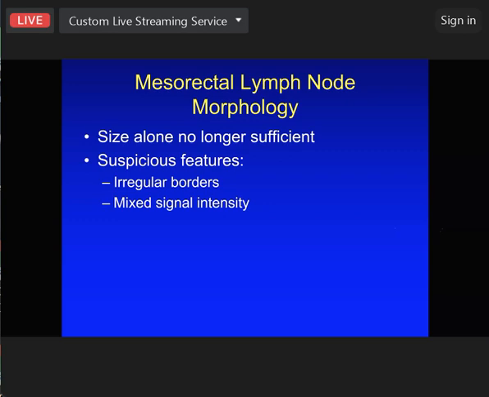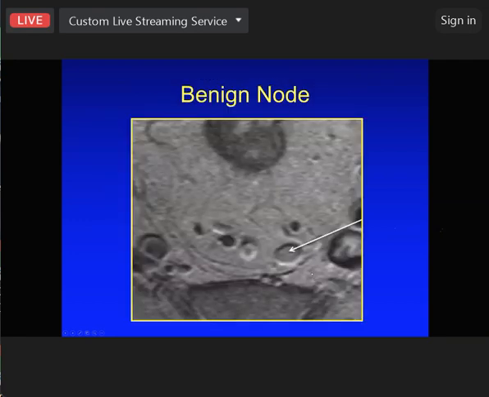probably involved. But that's a very crude assessment because you can have nodes of normal size which will have tumor in them, and also enlarged nodes in the presence of cancer may not be due to the cancer itself, they may be due to the immune response by the body. So now on MR, because of its greater soft tissue contrast, we can look for other features. So we can look for mixed signal intensity within the lesion. We can look for irregular margins as well.